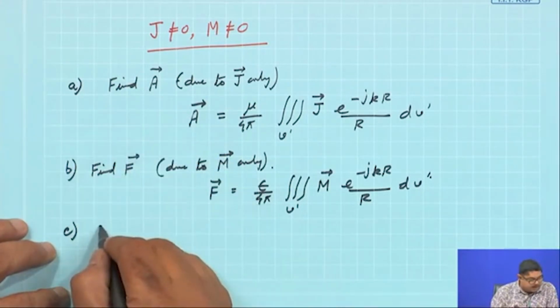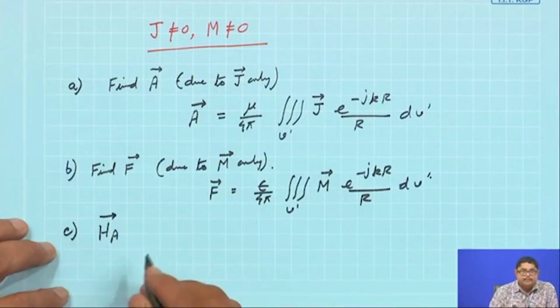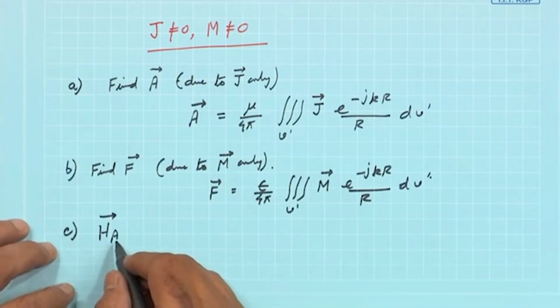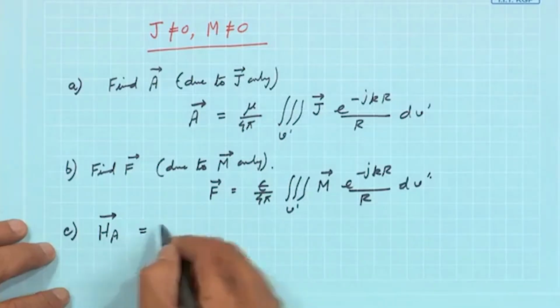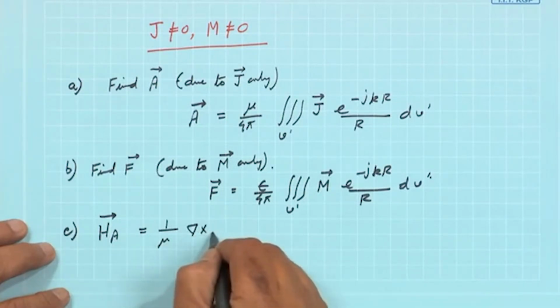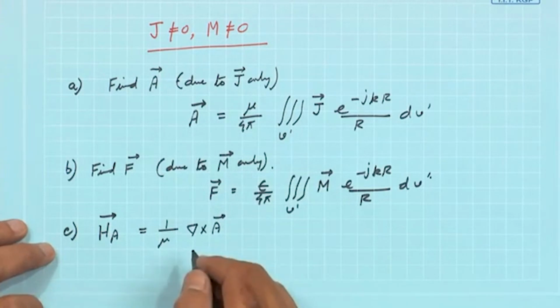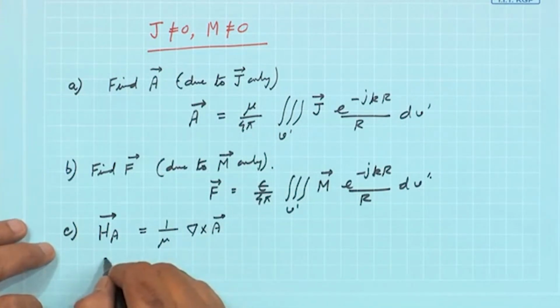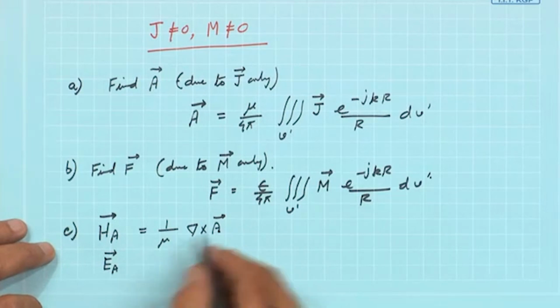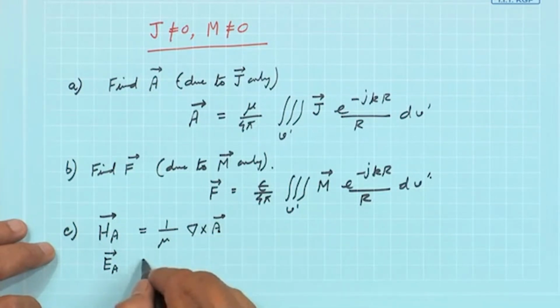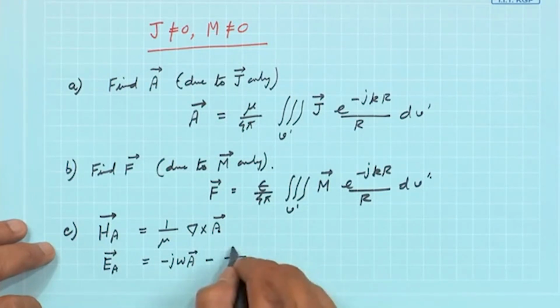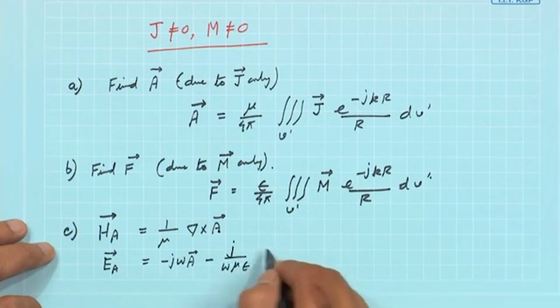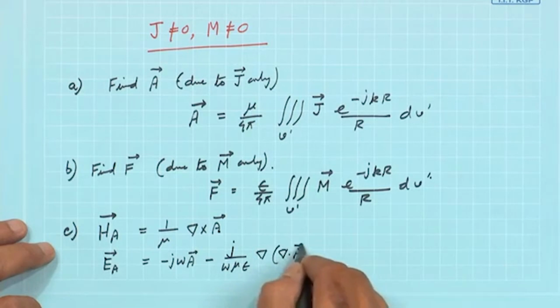Then from A you find H A. Now, you see I am writing H A, it denotes the field for the electric current present only. So, H A will be 1 by mu del cross A. Since you already know A, you can find H A. Then you find E A, which in terms of A will be minus j omega A minus j by omega mu epsilon del del dot A.